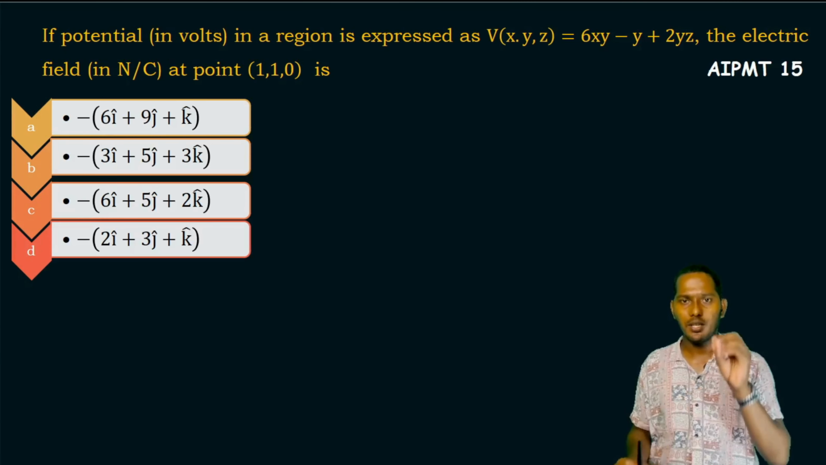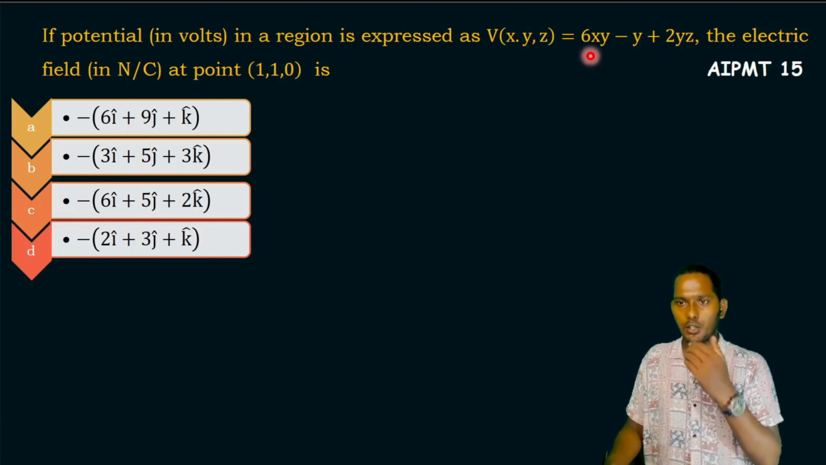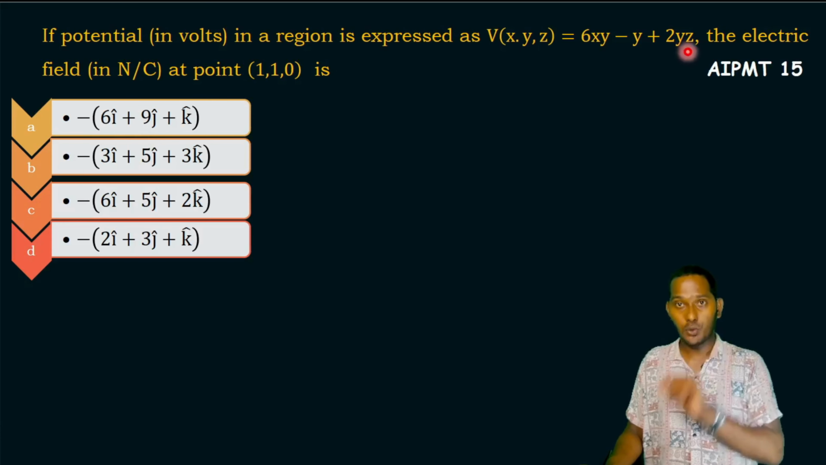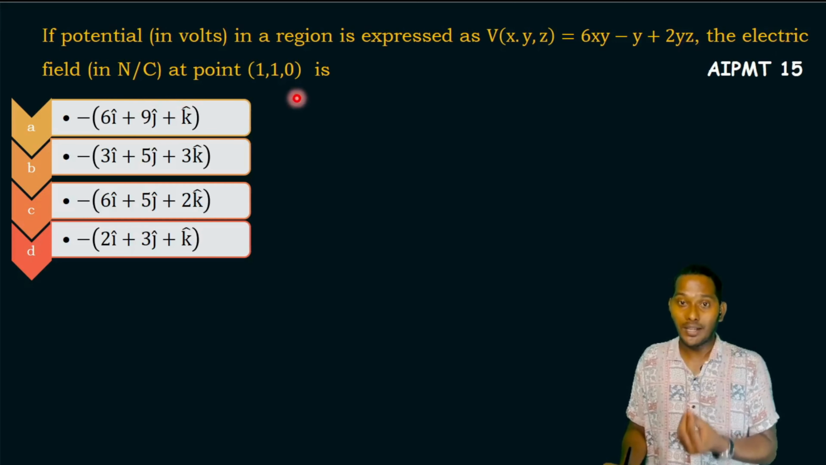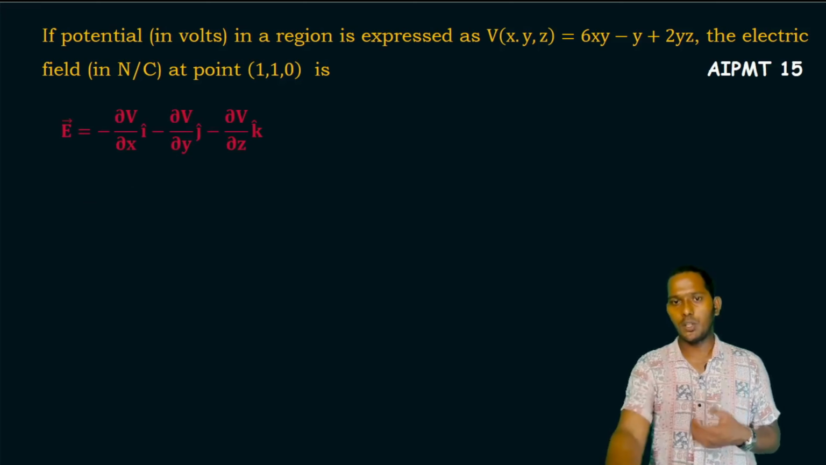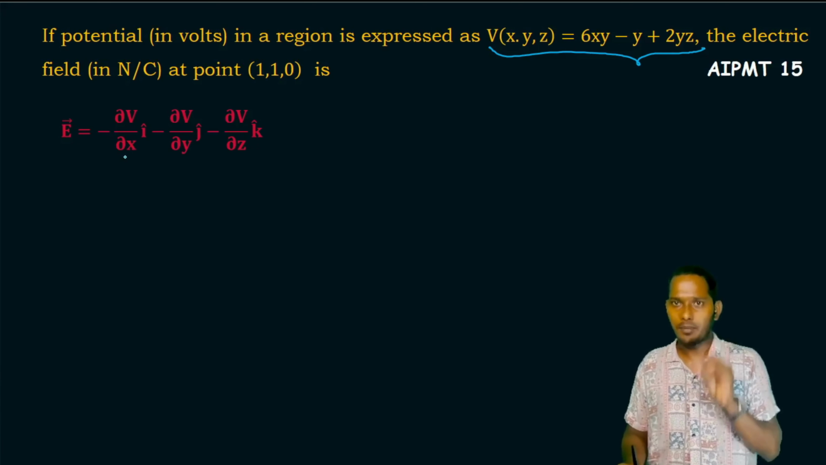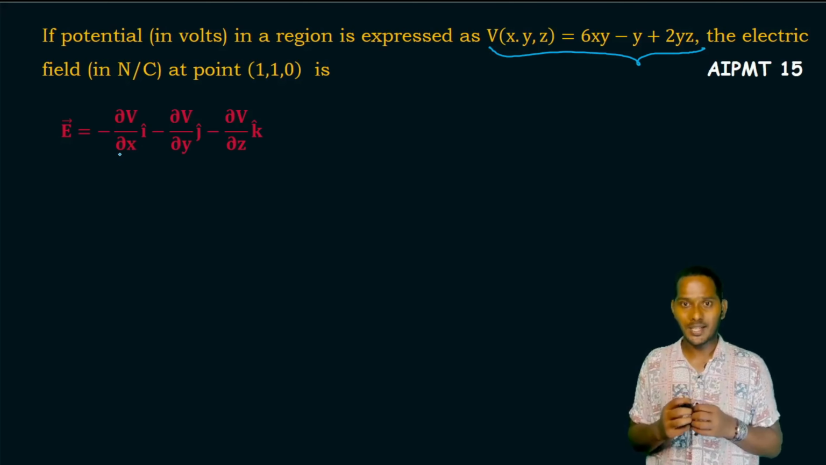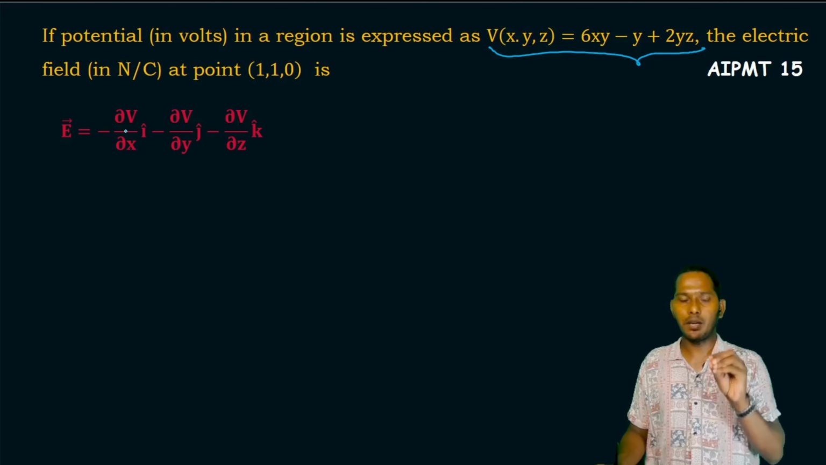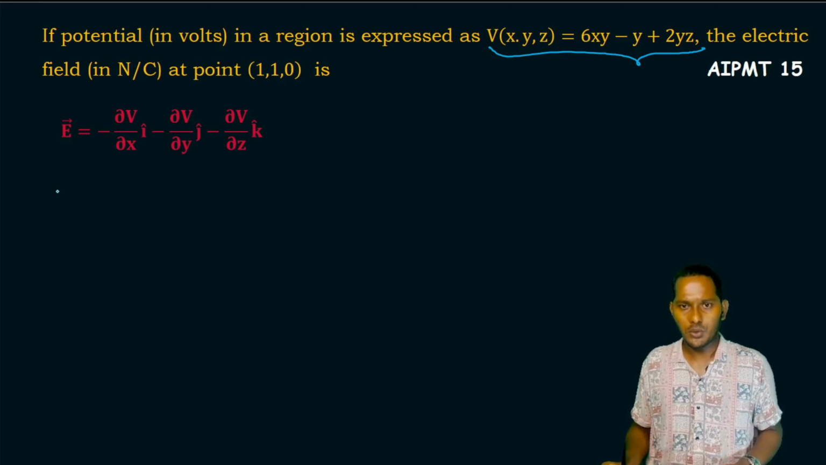Now, if you just see this question, if potential in a region is expressed as V as a function of x, y, z to be equal to 6xy minus y plus 2yz, the electric field at point (1, 1, 0) is dash, right? Now, to solve this particular question, since we need this relation here, what I'll be doing is taking a partial derivative of this potential that is given to us. So let me just solve this separately so that it becomes easy for you guys to understand. I'll be taking a partial derivative of this potential along the x, let us say.